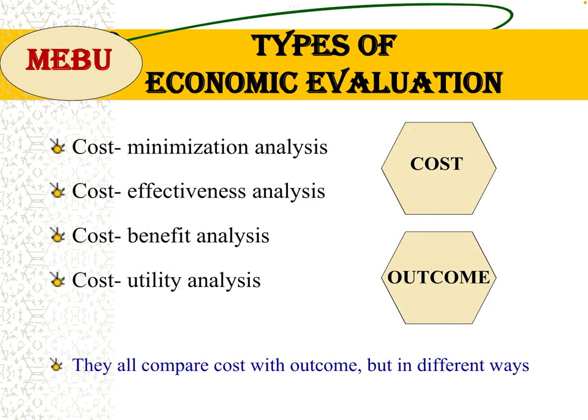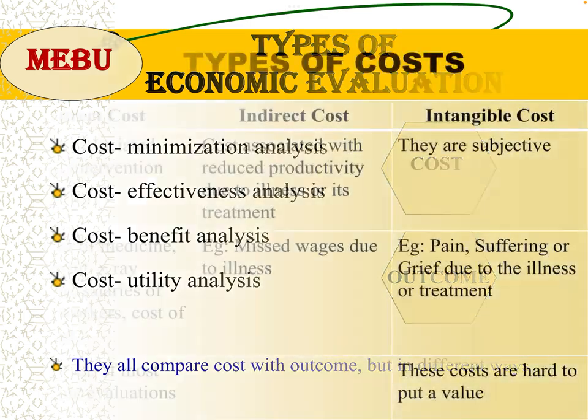Now let us think about the types of economic evaluation. There are four types of economic evaluation. One is cost minimization analysis. Second is cost effectiveness analysis. Third, cost benefit analysis. And fourth, cost utility analysis. MEBU, that is an easier way we can remember this. They all compare cost with outcome but in different ways.